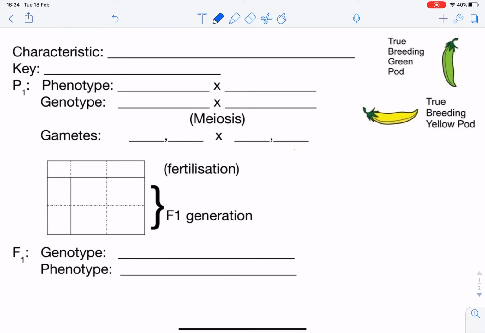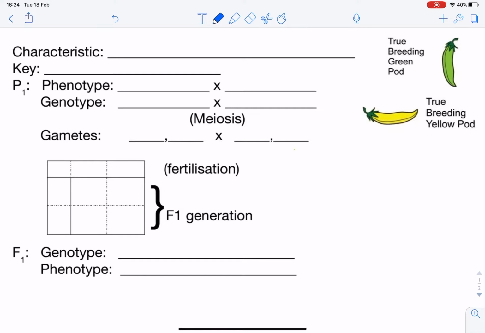So I wanted to show you how to use the monohybrid cross template. You are expected to know this template off by heart and to be able to use it in an exam situation. Let's use the example from Mendel's experiments of the pods and their color. Here you can see over on the right the yellow and the green pods.